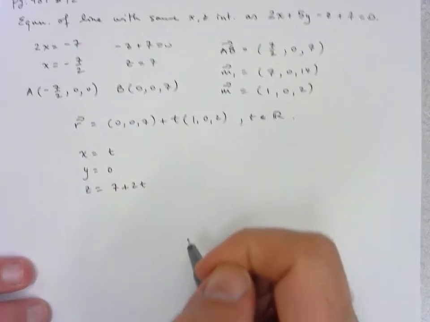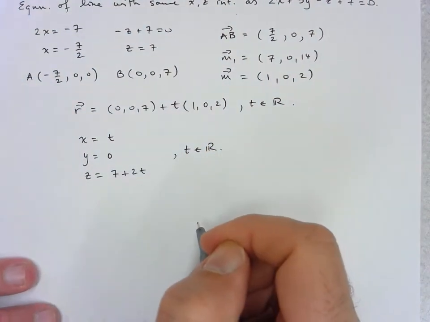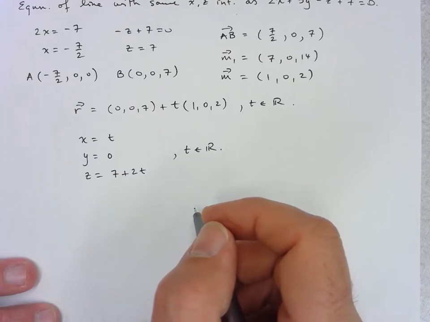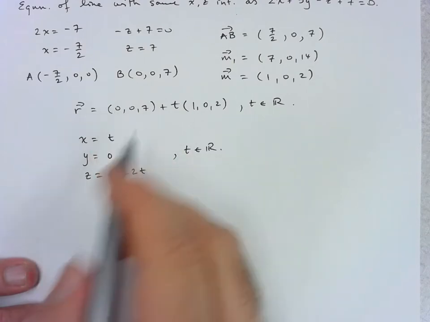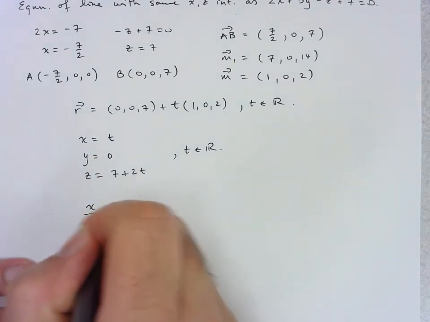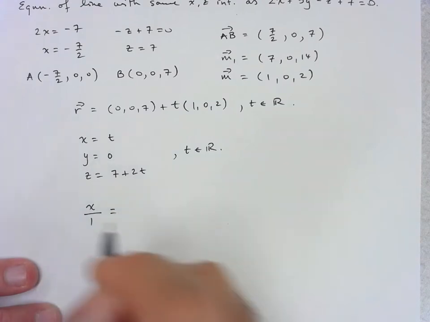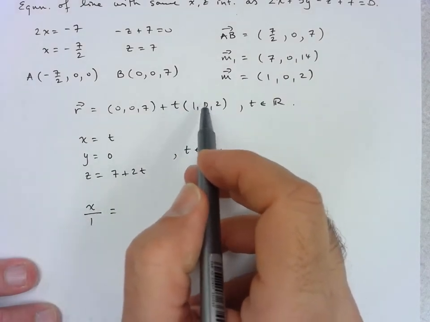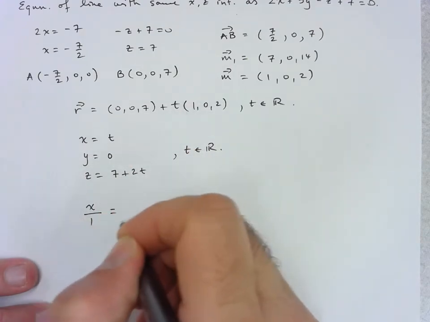Okay, and now if I want to write it in symmetric form, again, t is any real number. Remember, symmetric form is like we're just solving for t. So here, what's our point? It's x minus 0, so it's x over the x component of my direction vector, which is just 1. Now here the y component of my direction vector is 0, so I can't include that. I can't have 0 in the denominator.